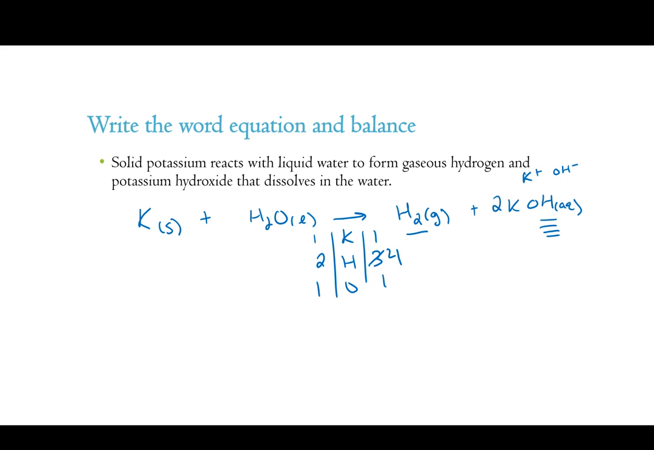Now I have 4 hydrogens on that product side. It changes my potassiums to 2, it changes my oxygens to 2, but that's okay. I can fix that. So now that my hydrogens are evened out, I can change my potassiums and I can balance my hydrogens. And when I balance my hydrogens, the oxygens just kind of work out.